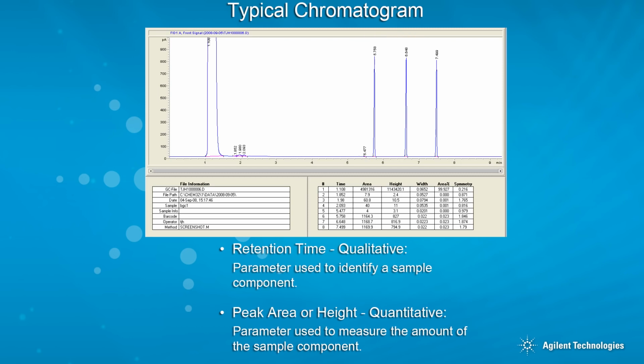Peak height or area is used to determine the amount of components present. Standards of known amounts of the components can be used as a reference in a calibration procedure to produce quantitative results that report the amount or concentration of each calibrated peak.